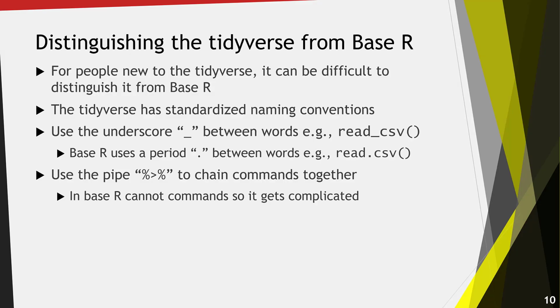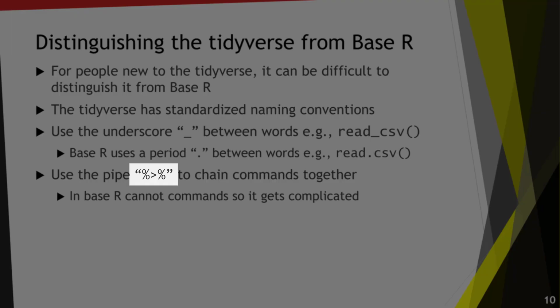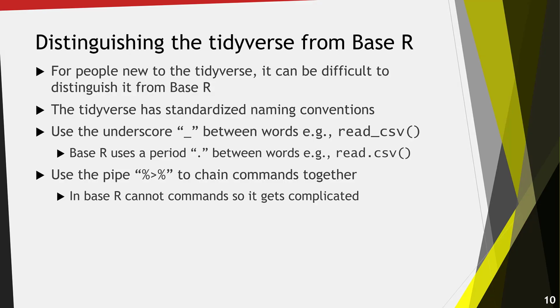So if you see functions that have dots in the names as opposed to underscores, they're probably from base R, and there's likely an improved version available in the tidyverse. Additionally, when you're using the tidyverse, you're generally going to use the pipe to chain commands together. I'll cover this extensively when we get to this section of the course, but the pipe is a greater than sign between two percent signs.